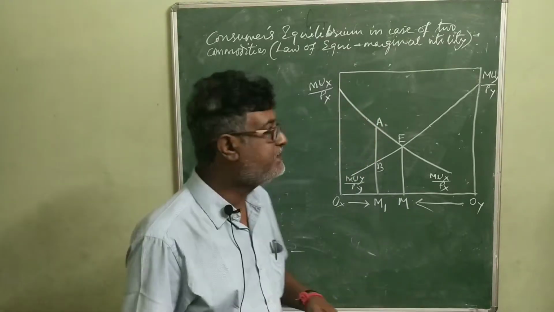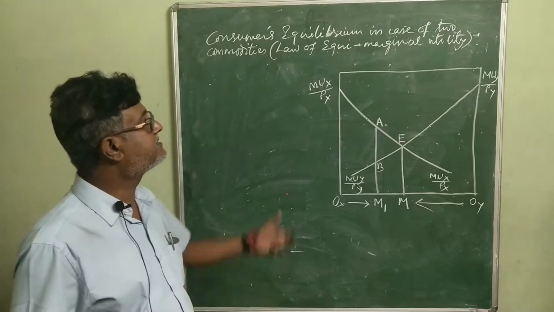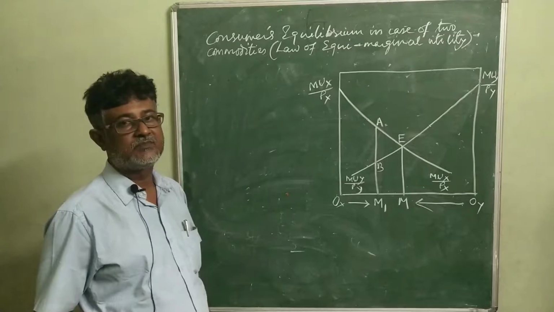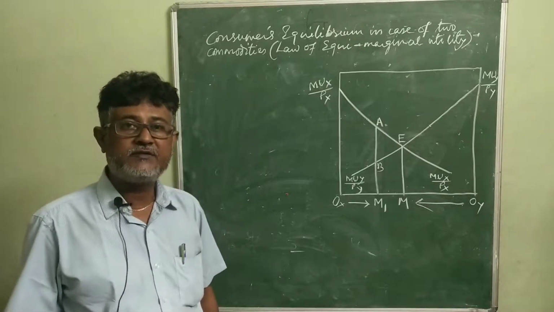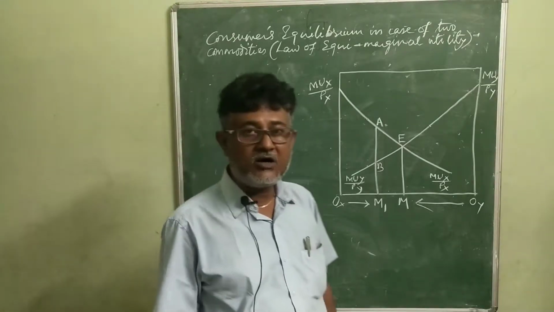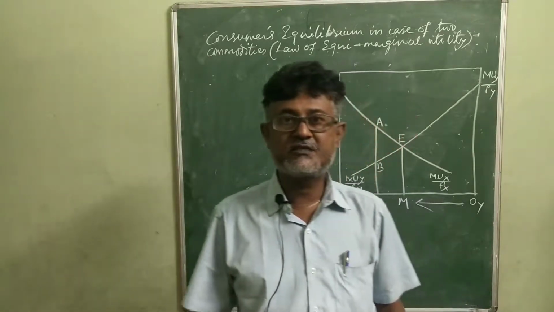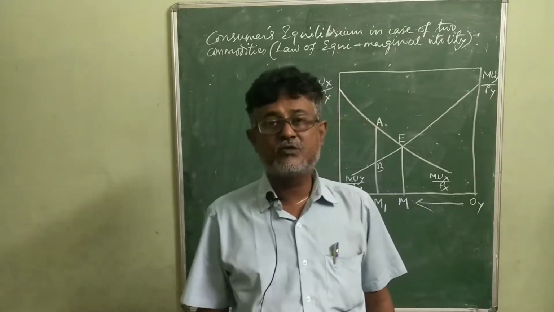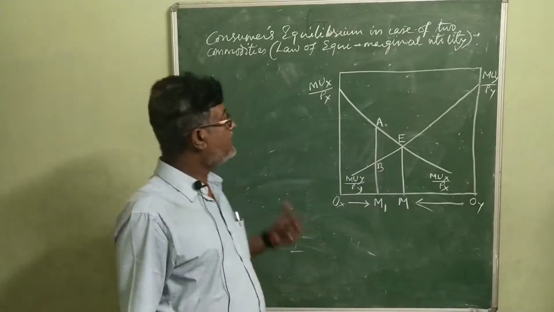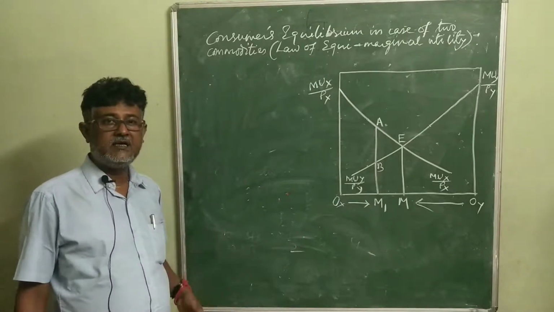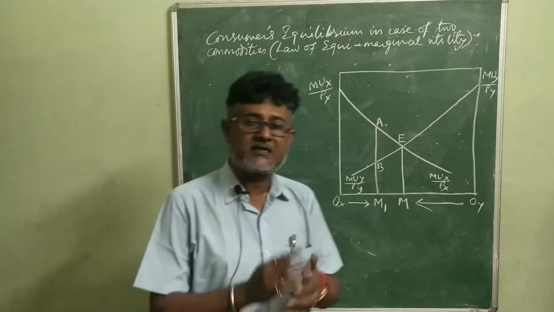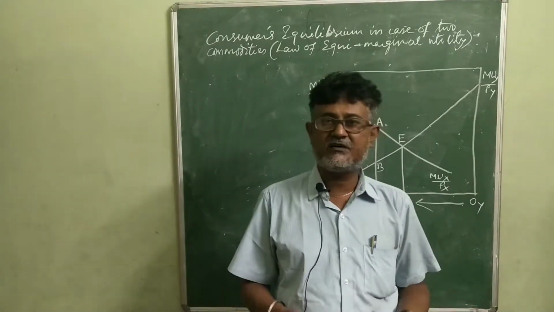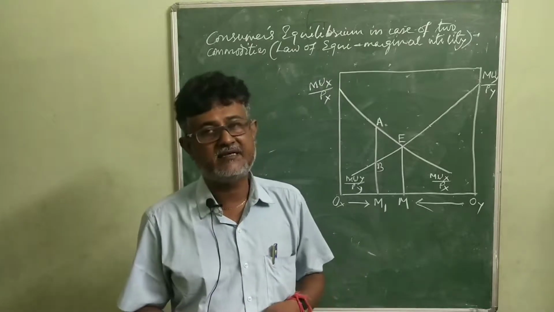Today the topic which we are going to discuss is the consumer's equilibrium in case of two commodities. It is also called the law of equimarginal utility, or the law of substitution, or the law of maximum satisfaction, or Gossen's second law. Here you must remember that we assume that a consumer spends his given money income on the purchase of any two commodities, say X and Y.